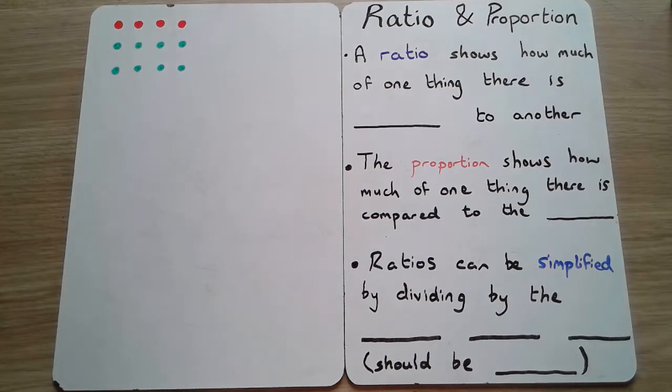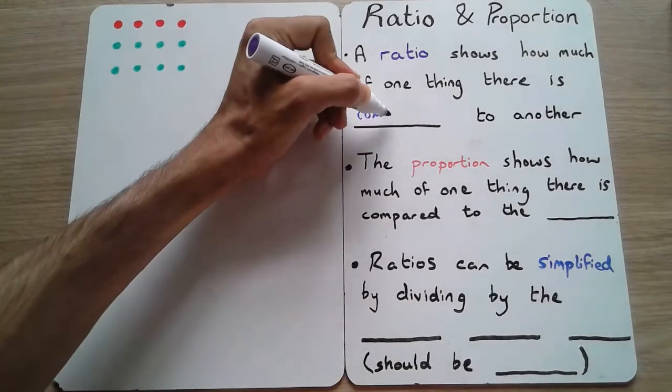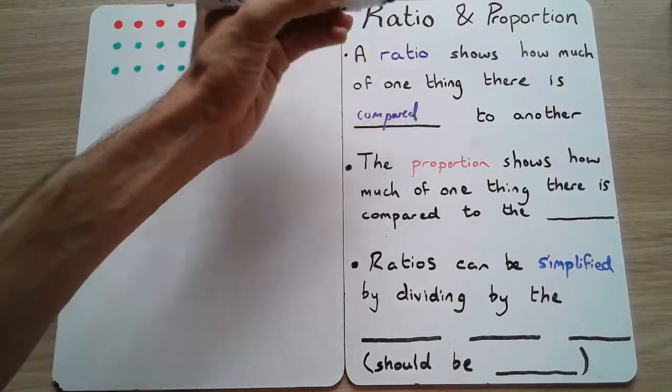Hello everyone, today we're looking at the topic of ratio and proportion. And we're just going to look at how ratio is linked to everyday life, and then we're going to move on to how we simplify ratios as well. Now ratios are used in many different scenarios, for example, in terms of cooking or in terms of exchange rates. And effectively a ratio tells you or shows you how much of one thing there is compared to another. So you're literally looking at how different things compare to one another.